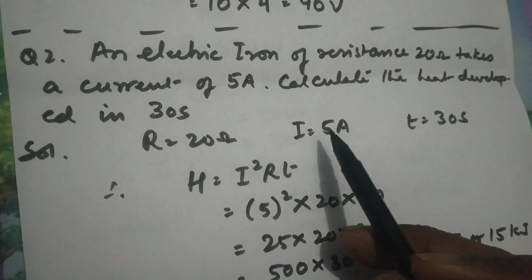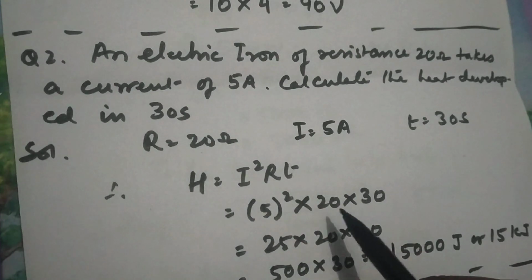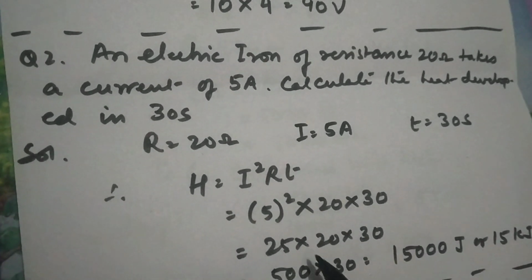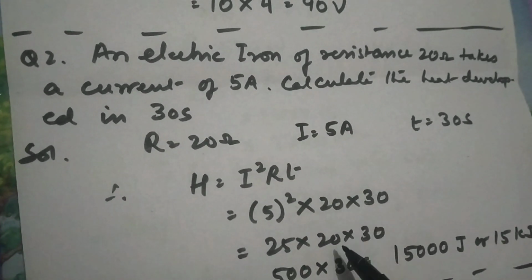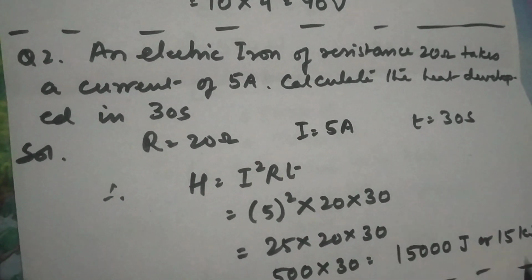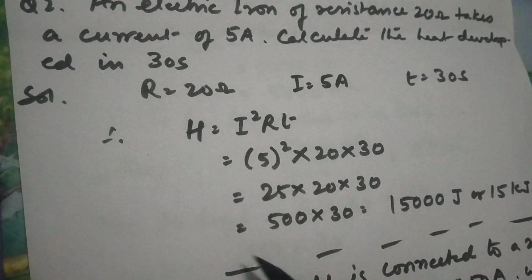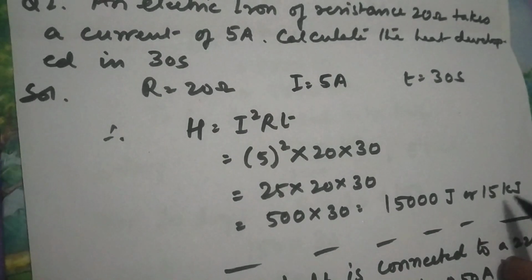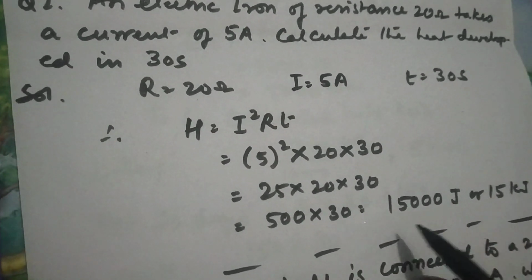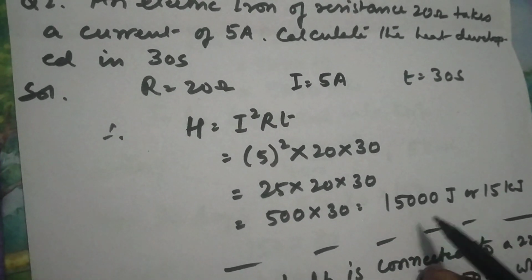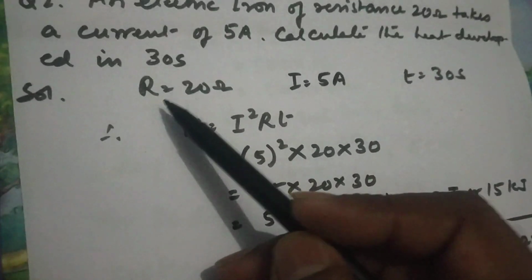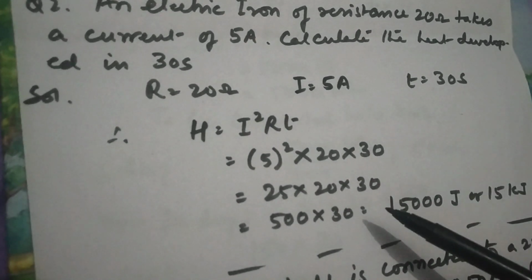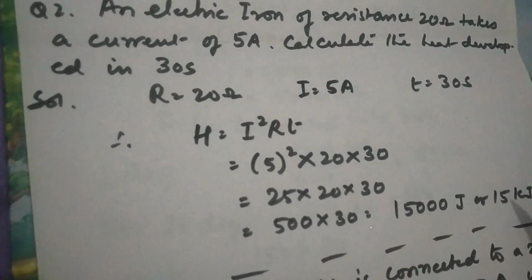So dear student, please see, what is I? 5 square. What is R? 20. What is your time? 30. Calculating, 5 square is 25, times 20, times 30. On multiplying all this, you get 15,000 joule, which can also be written as 15 kilojoule. It means 15,000 joule of heat energy is produced for the given values. Please see this formula, do the calculation yourself, find the steps and calculate what the answer comes to.